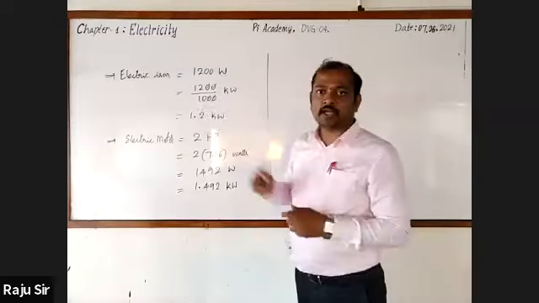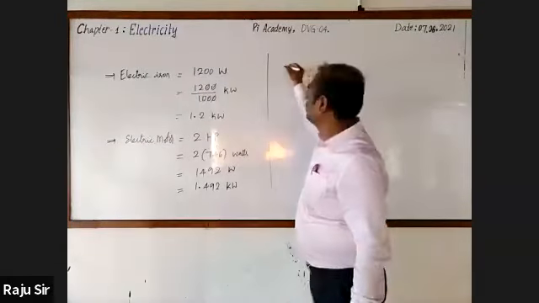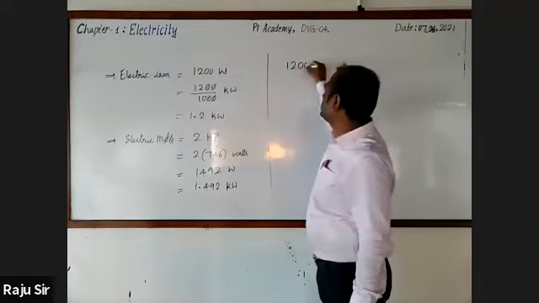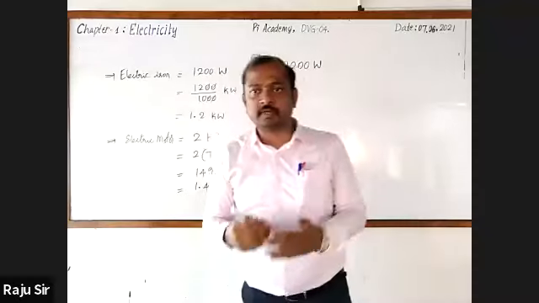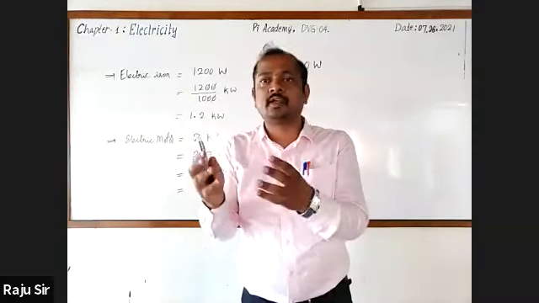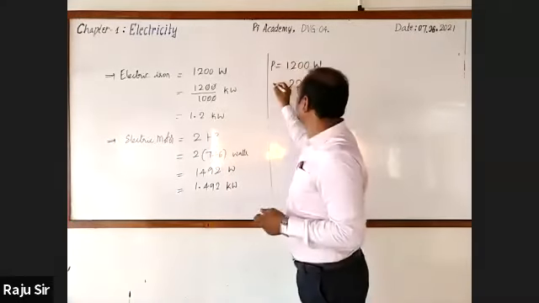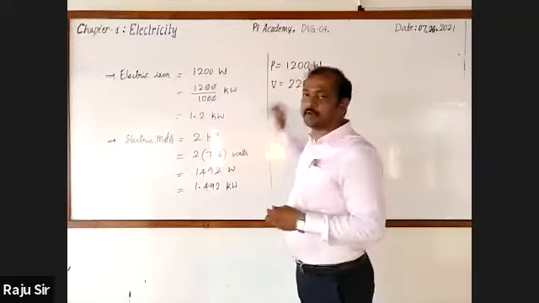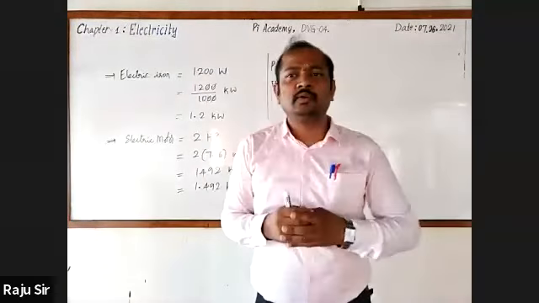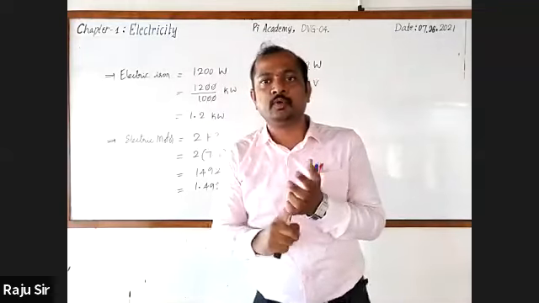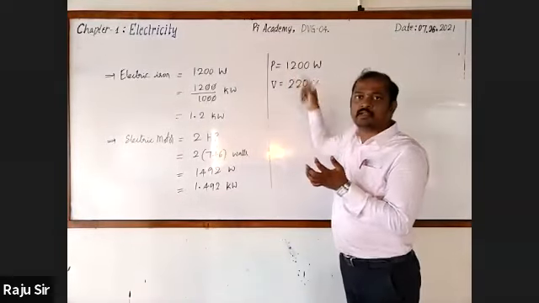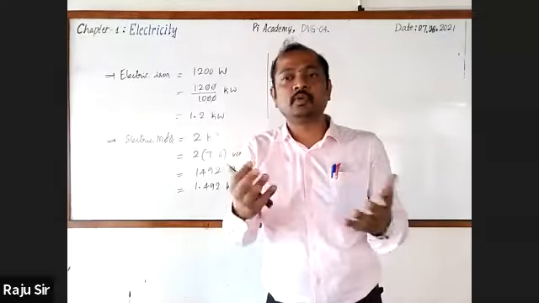We know that an electric iron's power is, don't copy, just observe, 1200 watts. And we also know that in our country, we connect the electrical components with a potential difference of 220 volts. This is the power and this is the potential difference. I do not know which rating fuse should be used for this electrical component. Then how do you decide it?